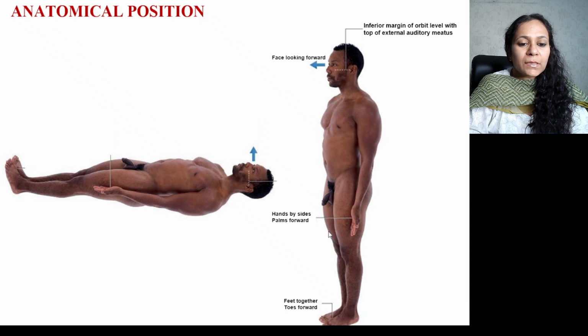Both the lower limbs are parallel to one another. The palms are facing forwards, and the feet are together and toes are forwards. Once you see the cadaver in the dissection hall, he is lying in a supine position. The cadaver is in supine position, and the rest of the features are all the same.